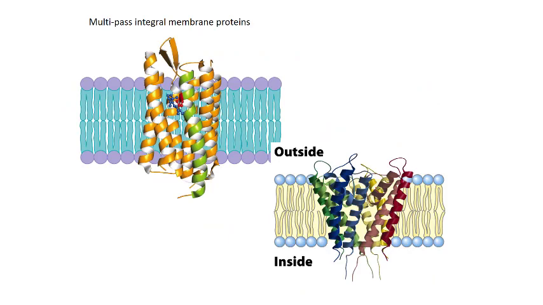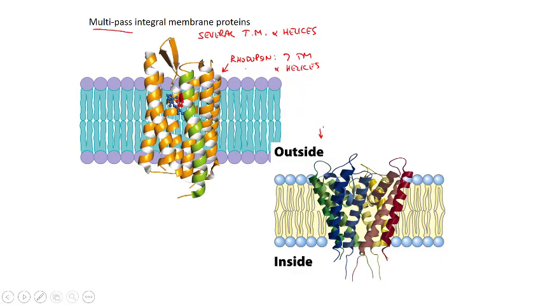That last slide showed you what's called a single-pass transmembrane protein. This slide is showing you what are called multi-pass integral membrane proteins, which are proteins that have several transmembrane alpha helices. So, for example, this protein here, which is called rhodopsin, has 7 transmembrane alpha helices. In fact, almost the whole protein is buried inside the lipid bilayer.